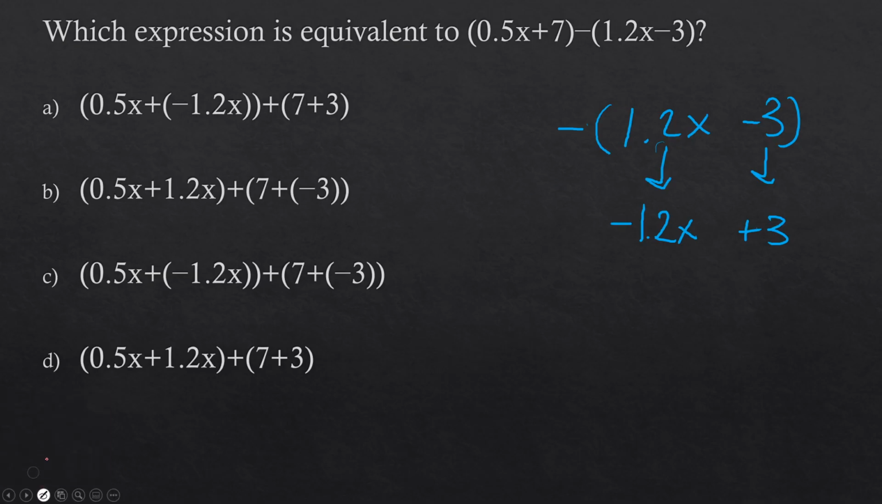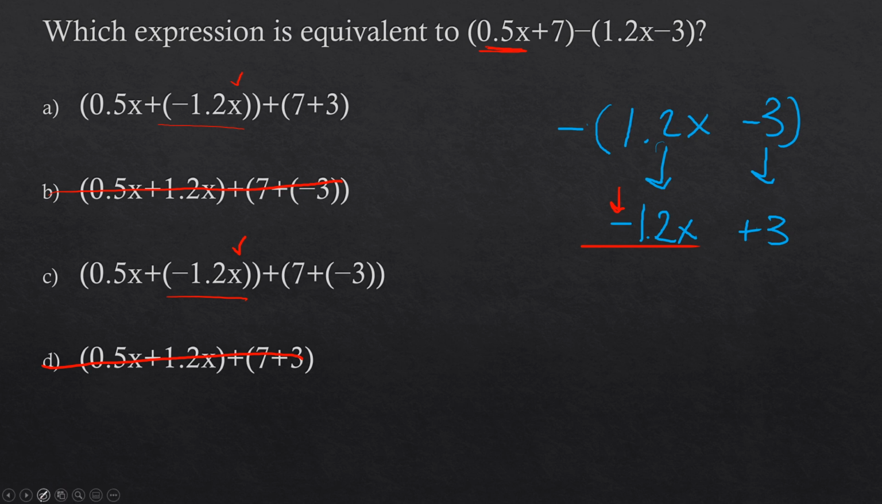So if I look, I have a 0.5x and I have this -1.2x. Those are like terms. So I want to combine those. And if I look here, these are both positive. Well, that can't be right because this 1.2 has to be negative. Same thing with this one down here. That one has positive, so that can't be it. If I look at A and C, both of them have this -1.2. So this is a good thing. That tells me that one of those two options is going to be correct.